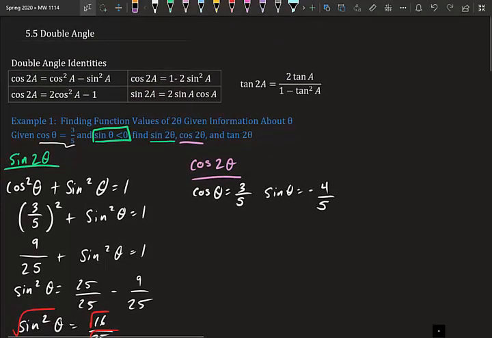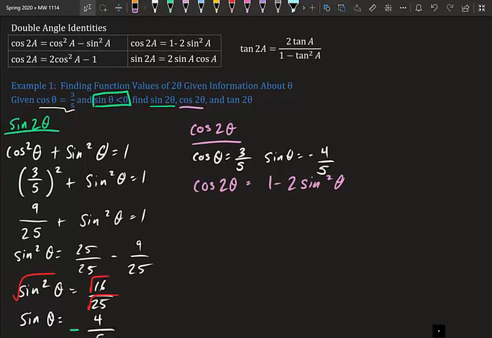We're trying to find cosine 2 theta. So we can actually use any cosine 2 theta identity. We could use any of them because we have cosine and we have sine. And if you look at all the identities, we have all the information for cosine 2 theta. The one that I decided to use to find cosine 2 theta is 1 minus 2 sine squared theta. Honestly, I don't know why, I just wanted to use that one. You could use any cosine 2 theta identity.